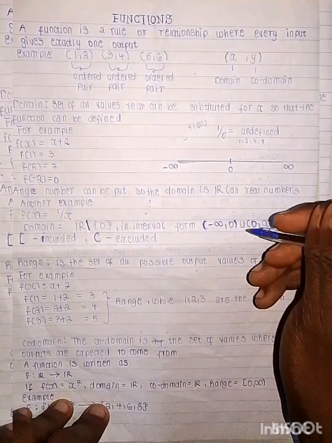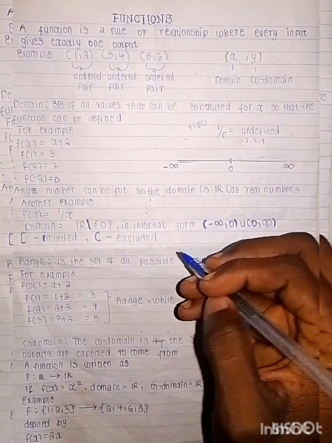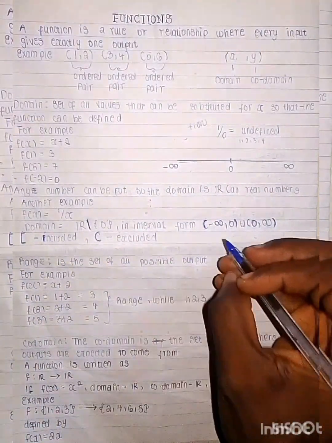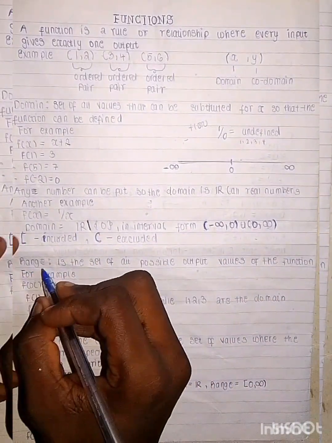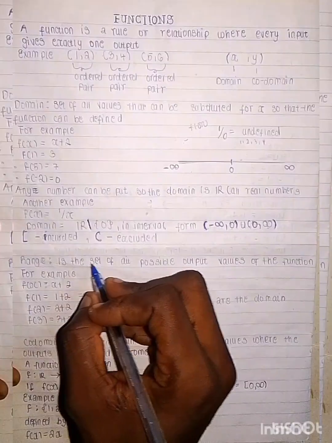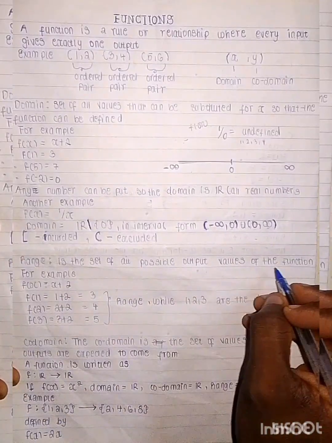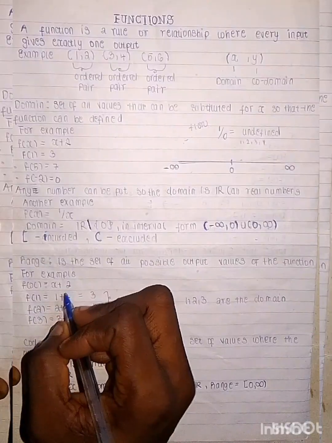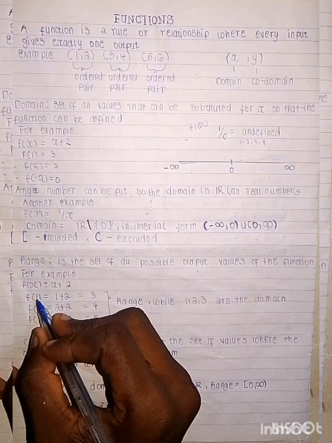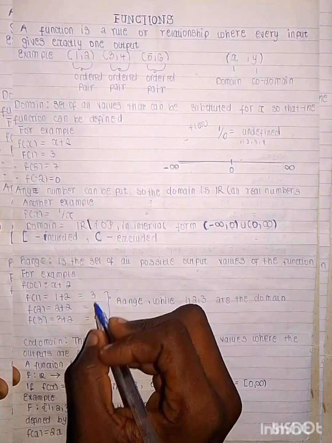Now, with more solvings, we are going to be able to find the domain of a function using the interval form and using this form. Now we move further to the range. We say that the range is a set of all possible output values of the function. For example, f(x) is equal to x plus 2. We have here f(1), f(2), f(3). We have the values here.